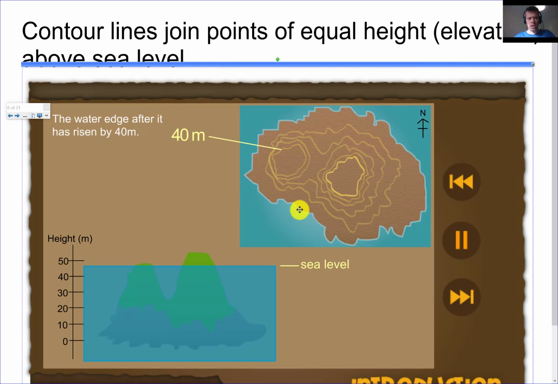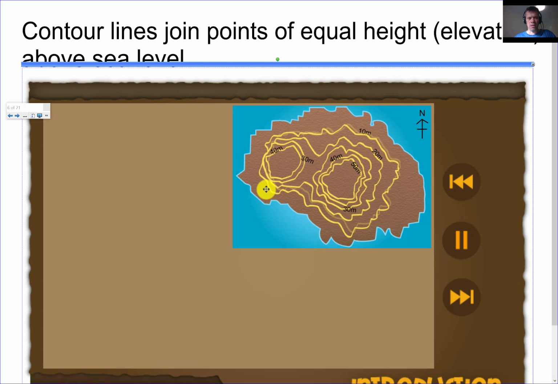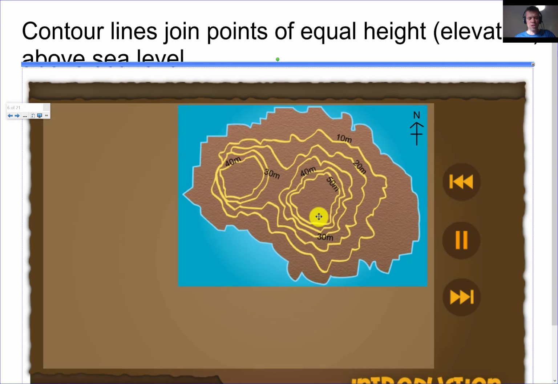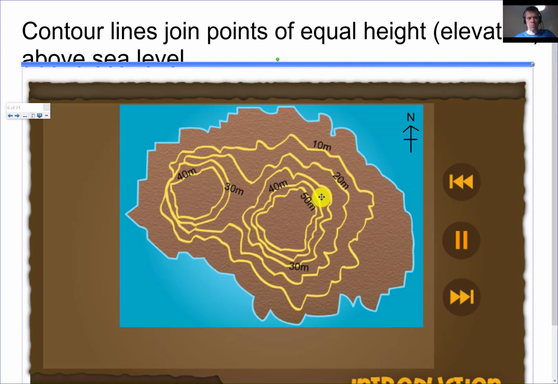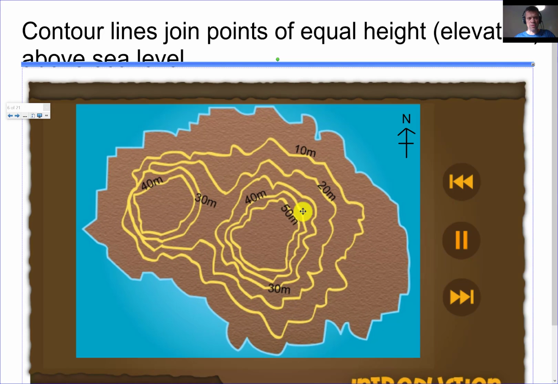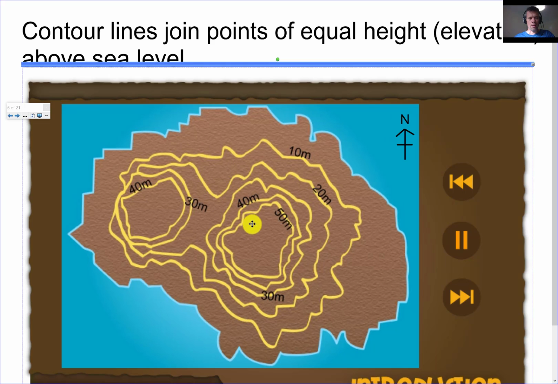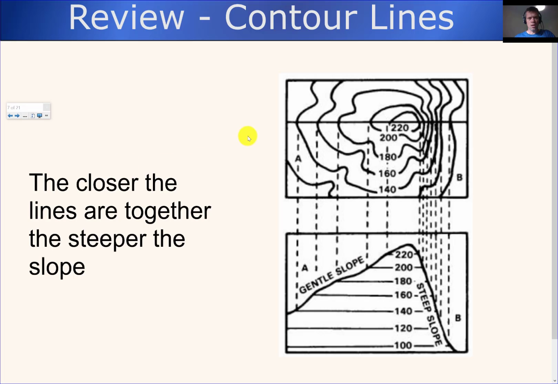So the contour interval here is actually 10 meters because that's where we're deciding to draw each contour line. We could do a contour line at 1 meter or 2 meters, but then the island would be full of lines. So it's important that we choose an appropriate contour interval to show us enough detail to get a look at the representation of the mountains, but not too much that it just fills it in with lines. So with our contour lines, the closer the lines are together, the steeper the slope.